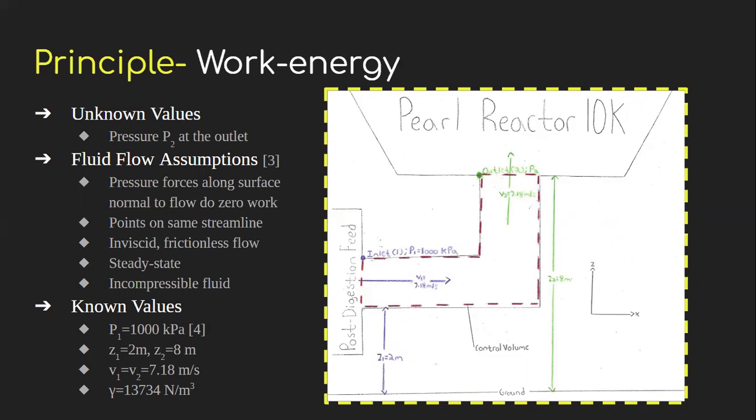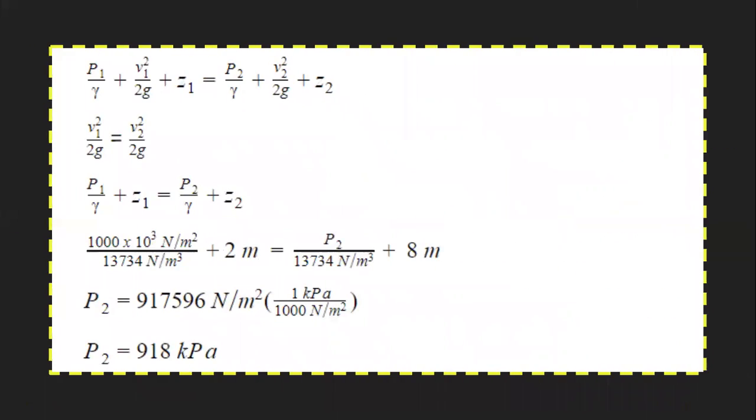We use the known values displayed in the diagram to compute the outlet pressure. We also made the simplifying assumption that the velocity squared over gravitational constant terms were equal on both sides of the equation, since the inlet and outlet velocity were equal. So we eliminated them. Inputting the rest of the values, we computed the pressure at the outlet to be 918 kilopascals.